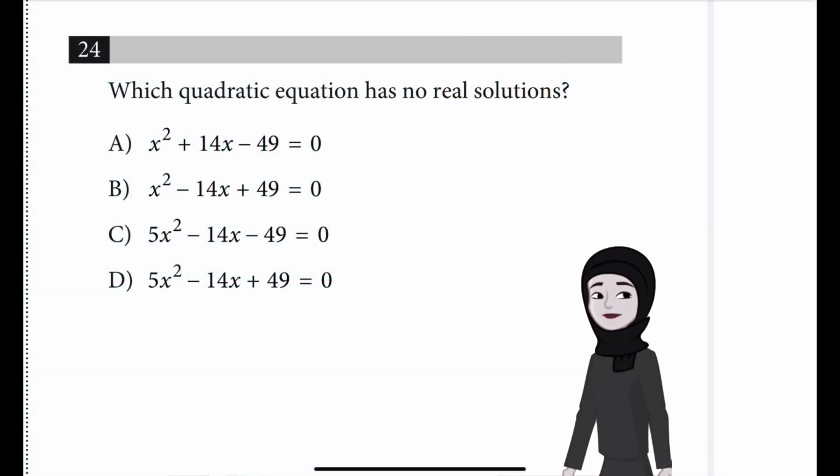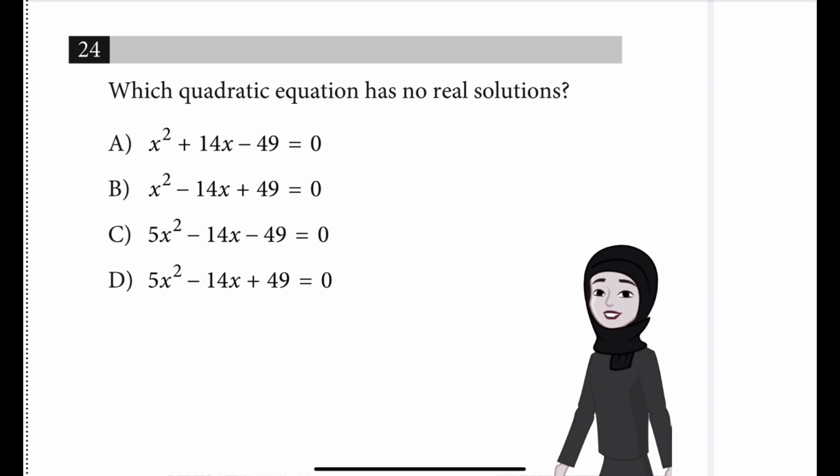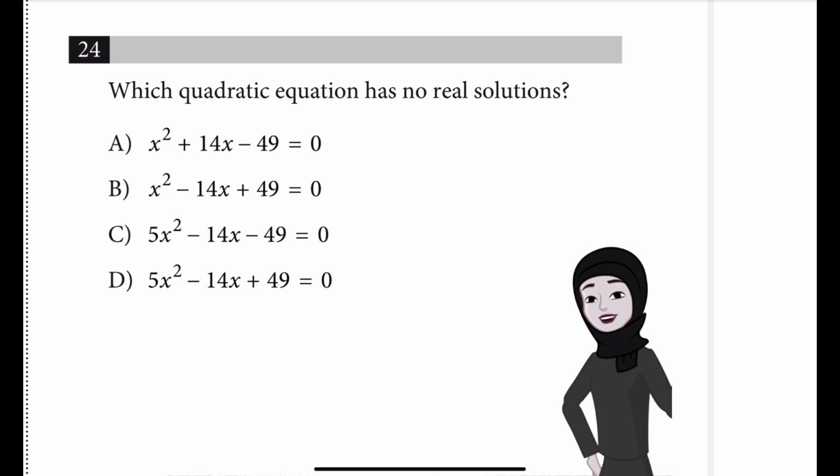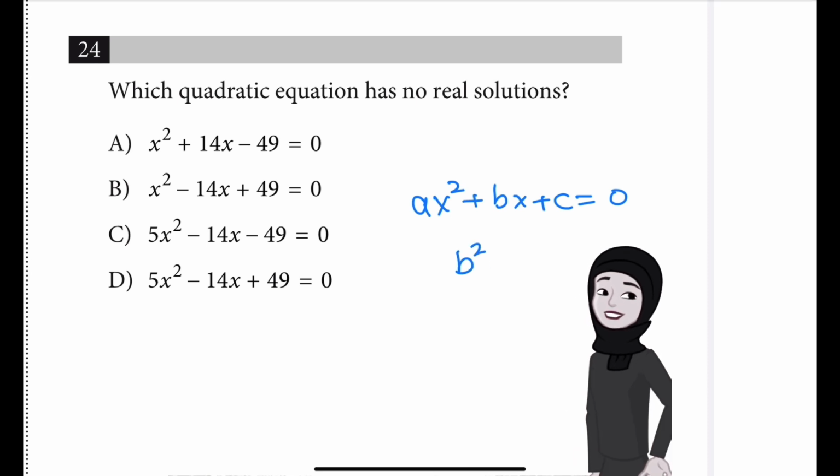Question number 24. Which quadratic equation has no real solutions? The number of solutions to a quadratic equation of the form ax² + bx + c = 0, where a, b and c are constants, can be determined by the value of the discriminant. The discriminant is b² − 4ac.